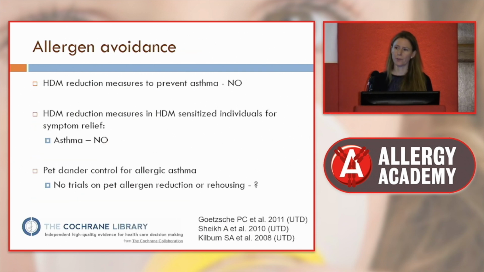So, Cochrane reviews, which have looked at house dust mite reduction measures to prevent asthma, have shown that it is not successful. So we do not recommend house dust mite reduction measures to prevent asthma. What about recommending house dust mite prevention measures in a child who has house dust mite sensitization and asthma? Will that help their asthma control? Cochrane review has looked at the available evidence, and the answer is no.